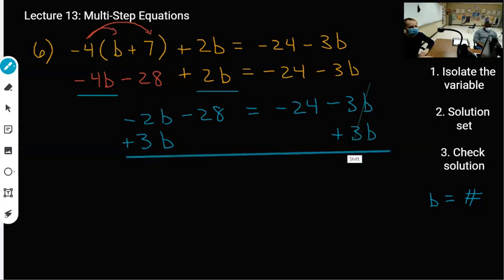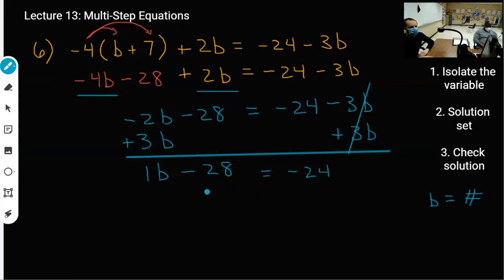When I do that, they're going to cancel out on the right side, leaving me with a negative 24. On the other side, I have 3b plus negative 2b. That's just going to be positive 1b. So I could write that as 1b, or I could write that as just b if the 1 is understood to be there.